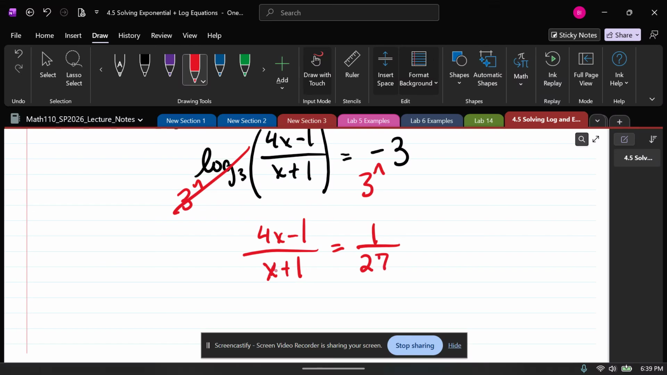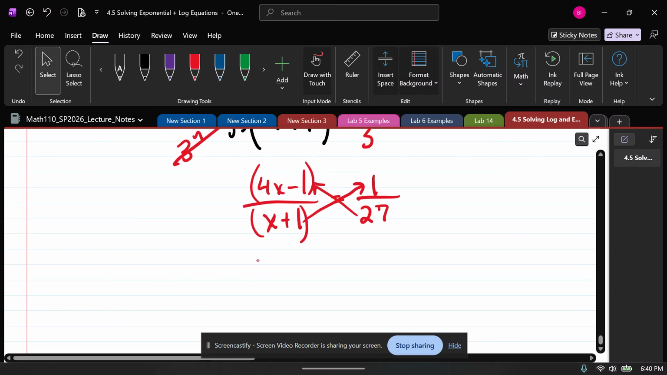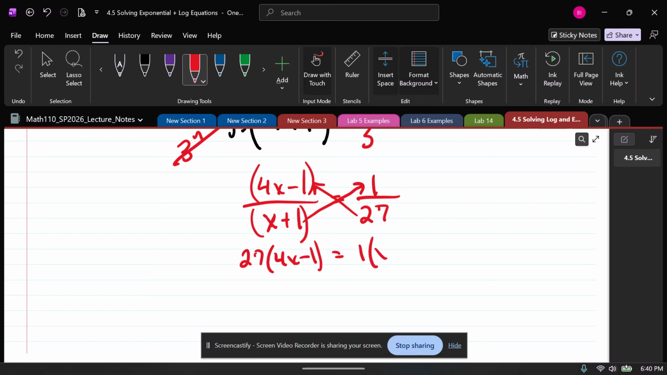Now, here's where we got to remember how to solve fraction problems. How do you solve a fraction equal to a fraction? Yeah, diagonally. Bottom times top. So I'm multiplying this times 1 and then 27 times the 4x minus 1. So I got 27 times (4x minus 1) equals 1 times (x plus 1). I want to distribute those.